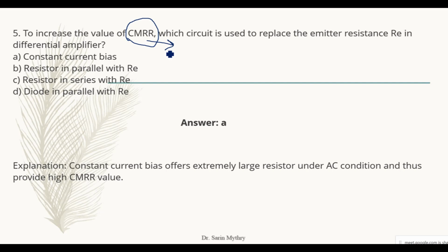The reason why we are using the constant current bias is that this constant bias circuit will always offer an extremely large resistor under AC condition. It will have a large resistance, which provides the high CMRR. See now, our circuit is here.